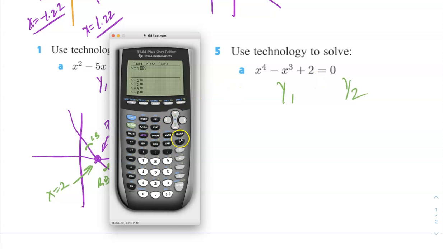So you get x to the 4th, caret 4 because it's going to be higher, minus x to the 3rd, plus 2. And then on my y2, I'll make that 0. Then we hit graph.